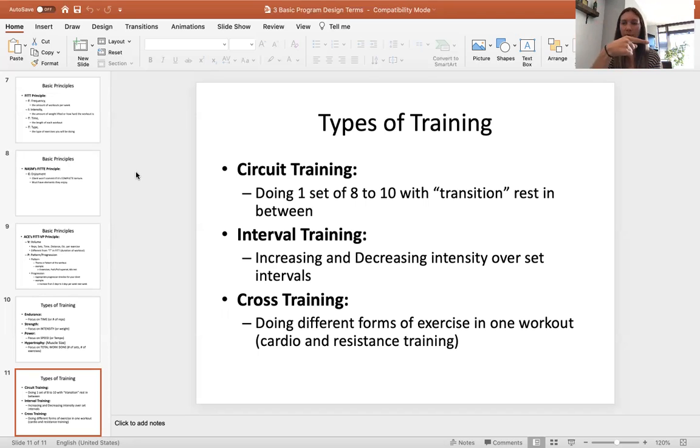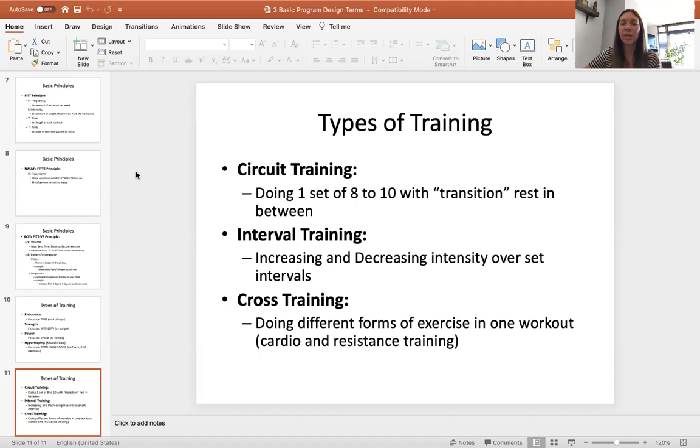That's your circuit. Then you're going to go through it again. So every exercise goes one right after another. You may have a tiny bit of rest in between, like 5 to 10 seconds, and then you go do the next exercise. You go through everything once before you do it again.